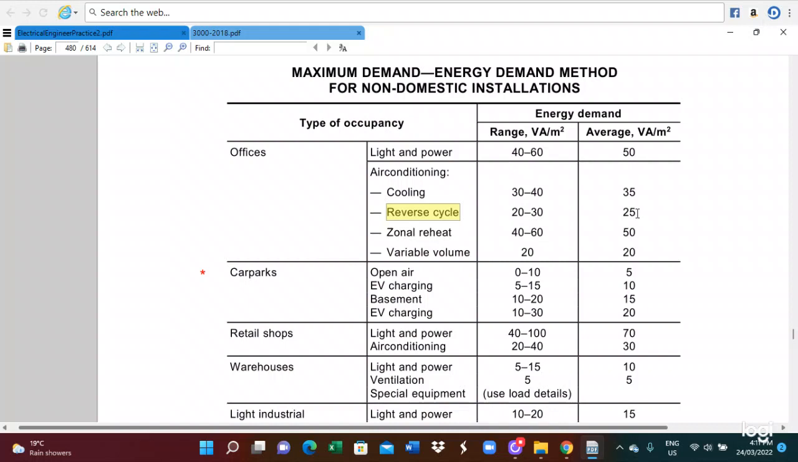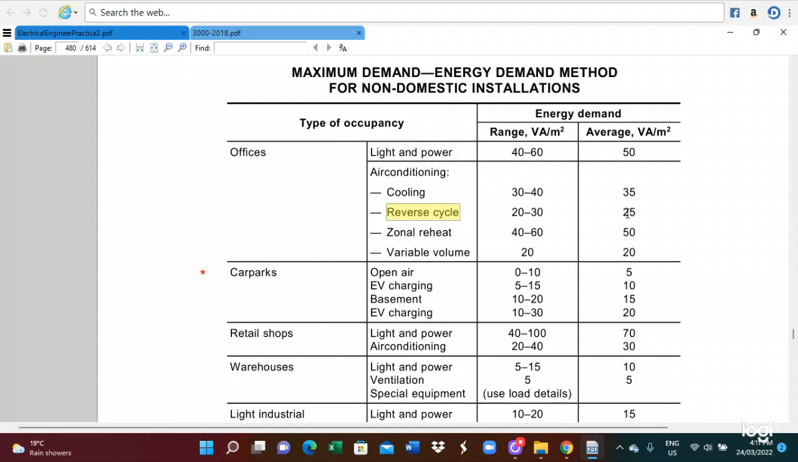And also for the retail shop, light, power and the air conditioning. Light and power is 70 volt per meter square. Air conditioner is 30 volt per meter square. So those are the tables you have to refer to.